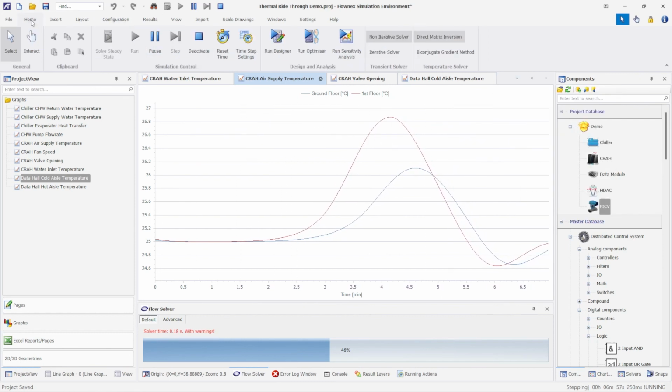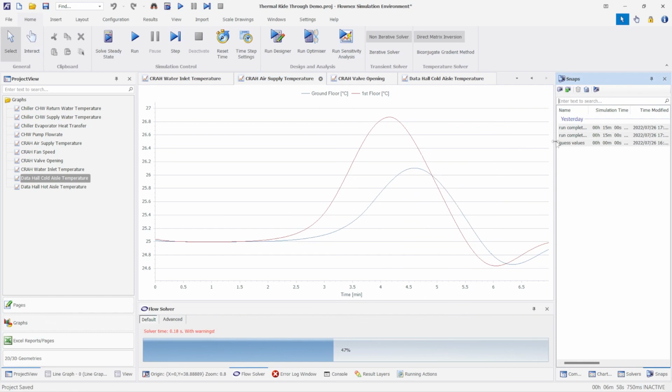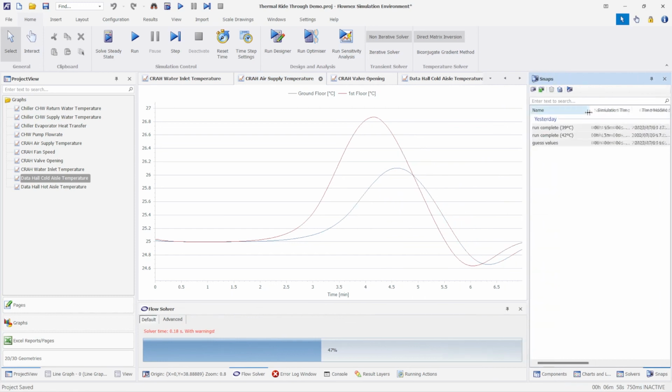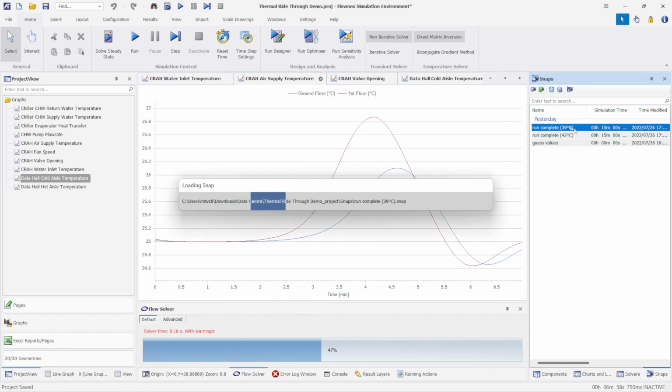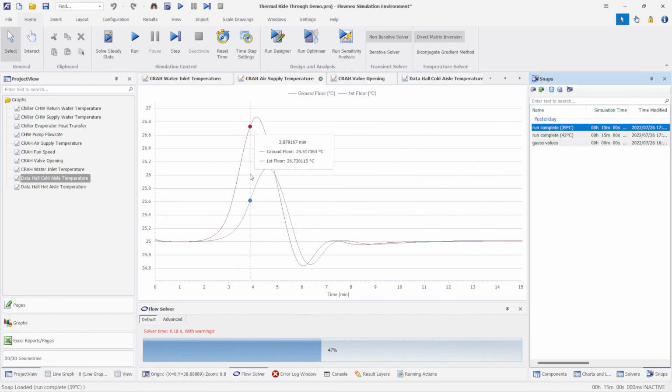Okay, so this simulation will continue to run until we reach steady conditions, but I've got a couple of runs already complete just so we can look at some other factors in the simulation. So first, I'm just going to load up the final results for this simulation. Here we're running with an ambient temperature of 39 degrees, and you can see on the air supply temp, we reach a maximum air supply temperature of 26.86 degrees Celsius on the first floor.